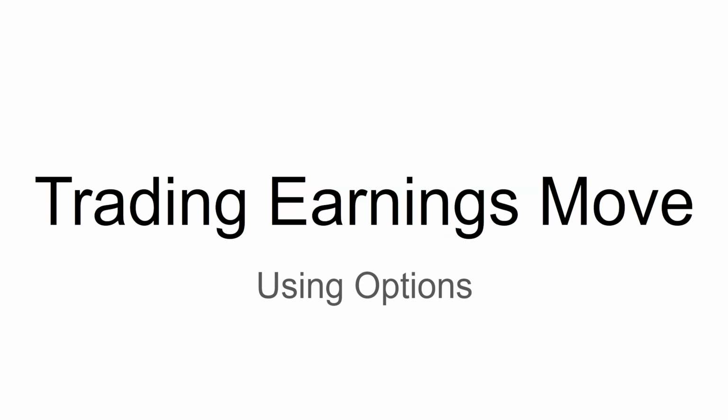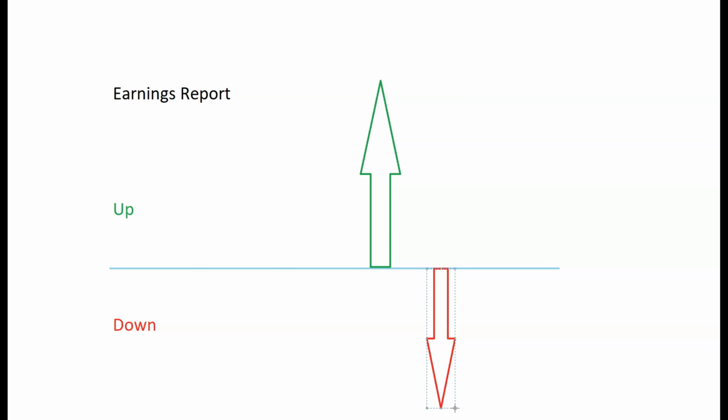In this video, we're going to talk about trading an earnings move using options. When a company reports earnings, we know that the stock could either move up or down. As options traders, what concerns us is the magnitude of the move, or how much can a stock move up, or how much can a stock move down. But what really is important to us is the magnitude or the distance of the move.